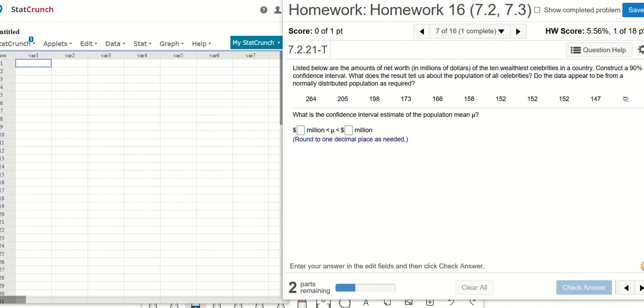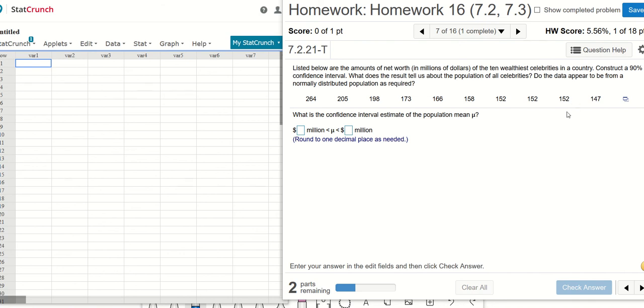Now let's look at a slightly different problem. Listed below are the amounts of net worth in millions of dollars of 10 wealthiest celebrities in the country. Construct a 90% confidence interval. What does the result tell us about the population of all celebrities? Do the data appear to be from a normally distributed population as required? Oh, the last one is a question. Do the data appear to be from a normally distributed population as required?